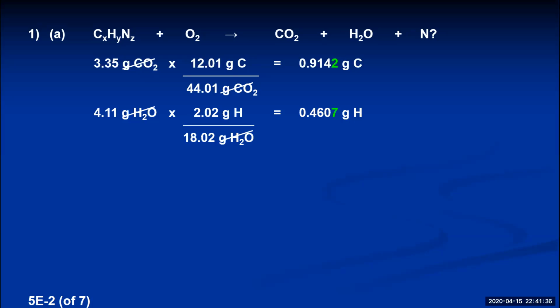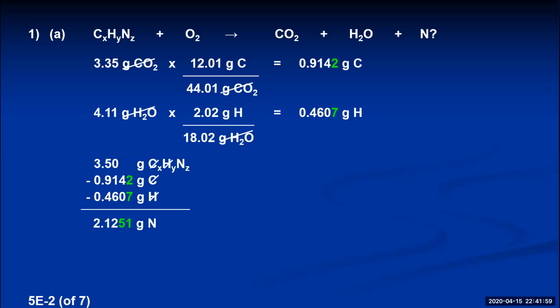We weren't given a product with nitrogen, but by subtraction, we can figure out how many grams of nitrogen must have been in the compound. If they burned 3.50 grams of the unknown, and it contained 0.914 grams of carbon and 0.461 grams of hydrogen, if we subtract out the carbon and hydrogen, all that's left over is the nitrogen. So therefore, the mass of nitrogen in the compound must have been 2.13 grams.